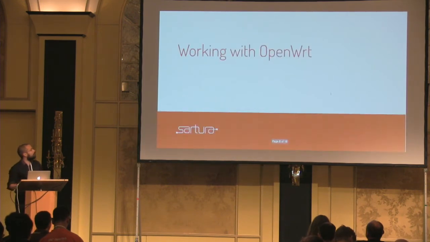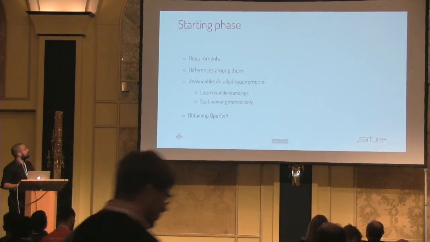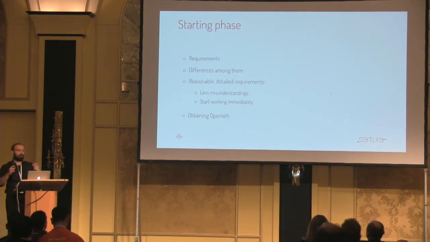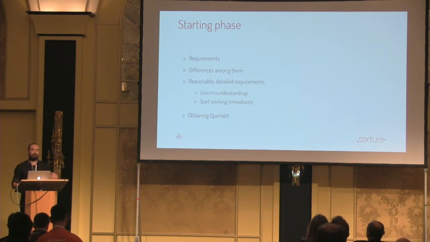When we talk about working with customers and working with OpenWrt for the customers, the first starting phase is getting the requirements. Now, we as developers get some set of requirements, in some form like a PDF or some table, which describes what the final product has to do, how the final product has to function. And what we noticed in a company is that the more detailed requirements are, the less misunderstanding there is and you can start working immediately.